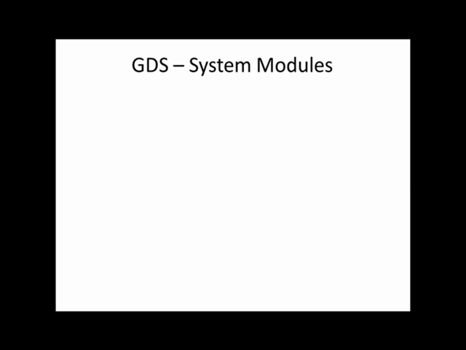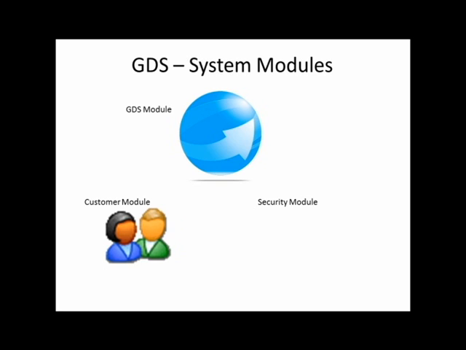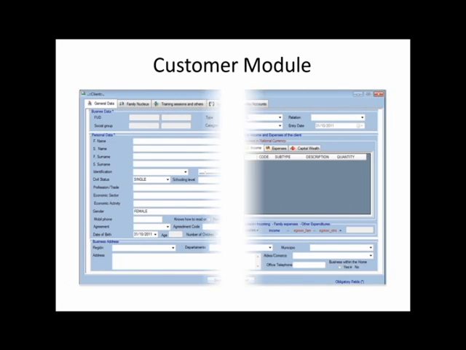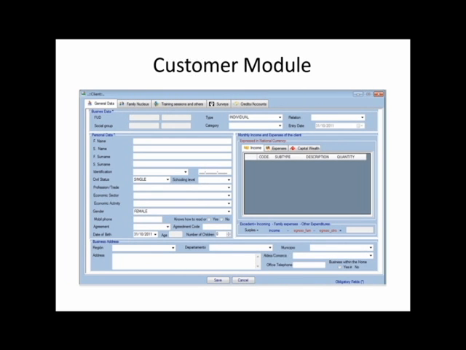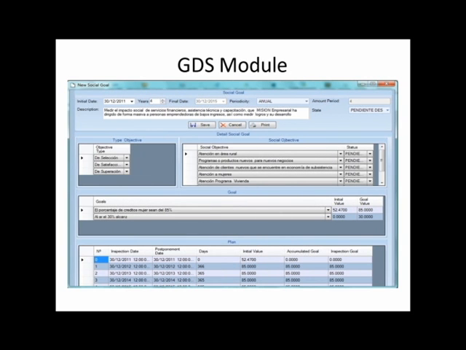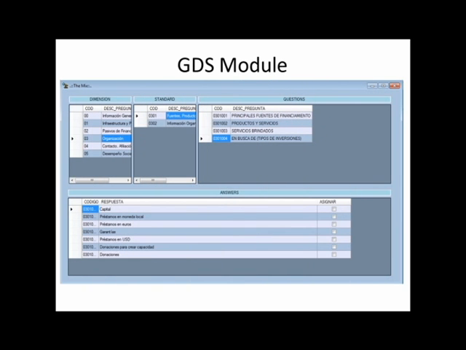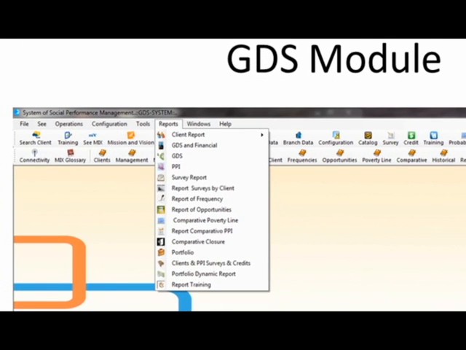The GDS system is integrated by three modules: the GDS module, the client module, and the security module. The client module allows management of the client's data: adding, editing, consulting, and generating reports. It also allows adding or editing social goals with the objective of defining and reaching target clients. It supports the institution, facilitating the creation of financial and social reports for the Mix. It has a wide selection of reports that support the decision-making processes.